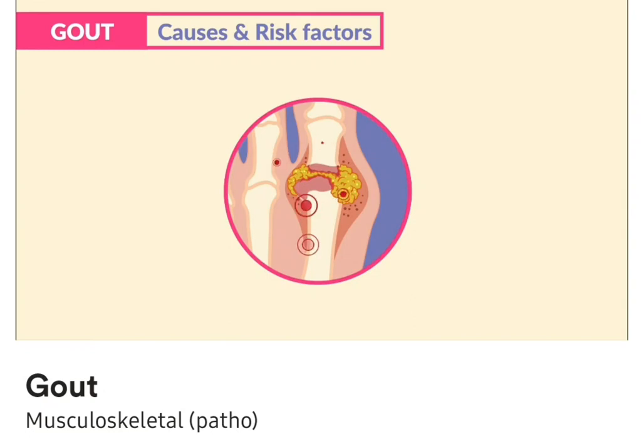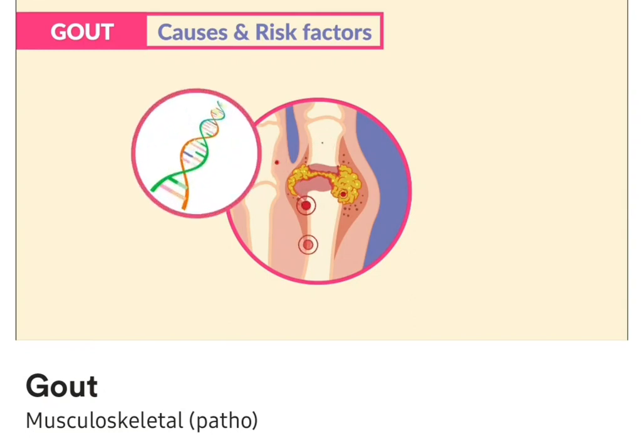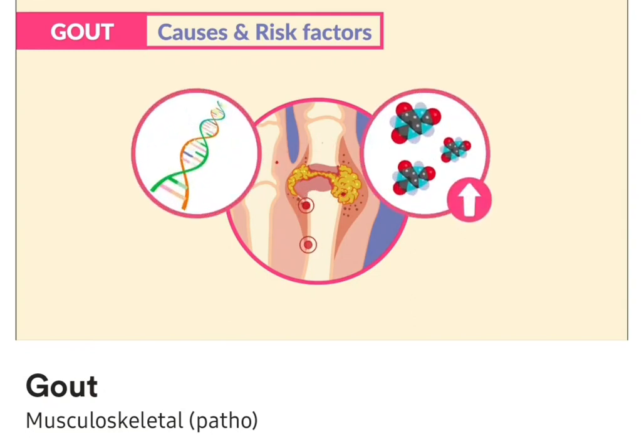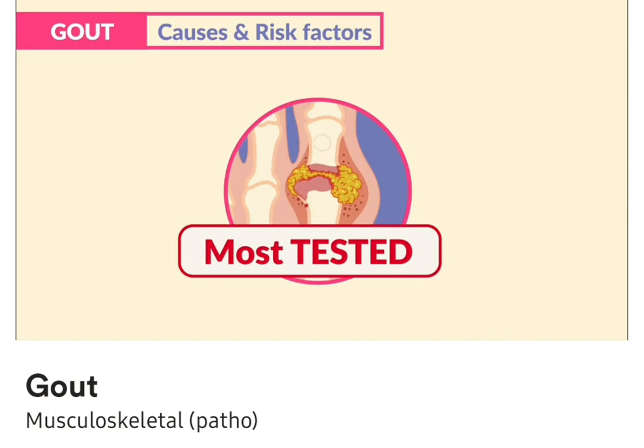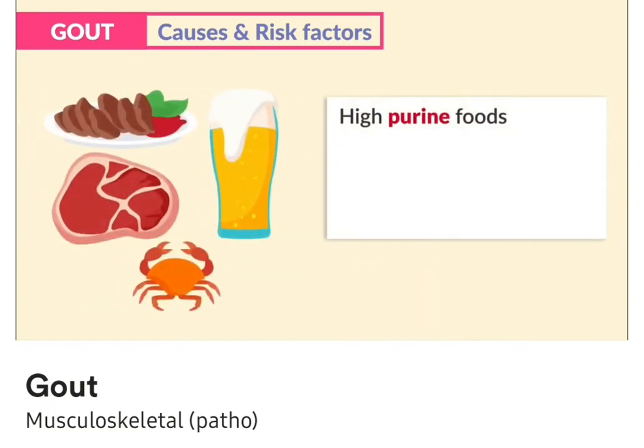Now for causes and risk factors, some people have a genetic predisposition to the overproduction of uric acid, which builds up in the joints, causing pain and inflammation. But really the most tested direct cause is, write this down, high purine foods. Big test tip right there.